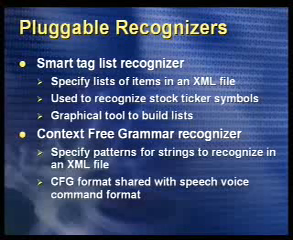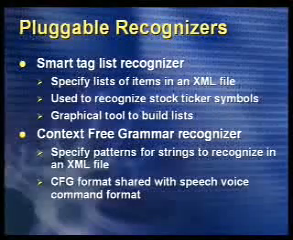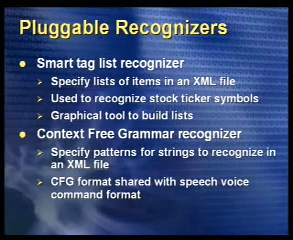We're also shipping two recognizers that are extensible. They're pluggable in the sense that they take particular files and do recognition based on the contents of those files. The first is something we call the smart tag list recognizer. You can specify lists of items in an XML file, and whatever's specified in that XML file will be labeled by this smart tag recognizer when the user works in Word or Excel, and it'll have the label applied to it that's specified in that XML file.